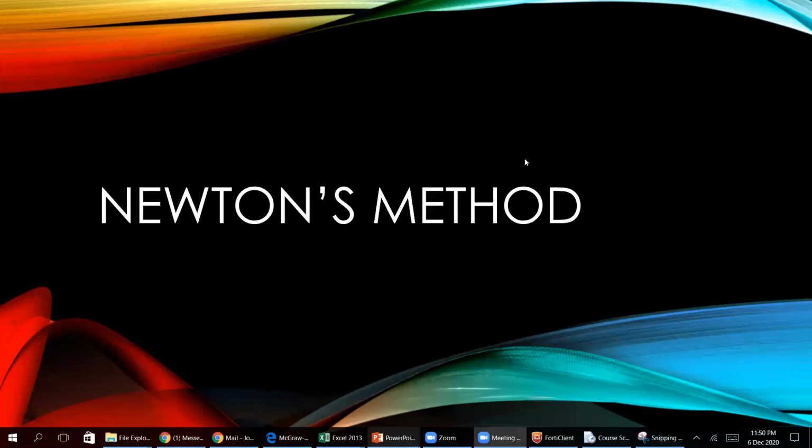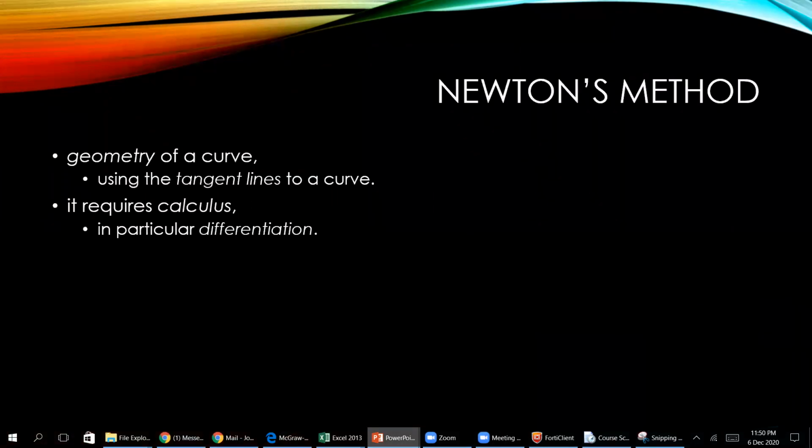In this session, we're going to discuss Newton's method. Newton's method for solving an equation is another numerical method for solving an equation f(x) = 0, where we're looking for the root of our equation. It is based on the geometry of a curve, using the tangent line to a curve. As such, it requires calculus, in particular differentiation.